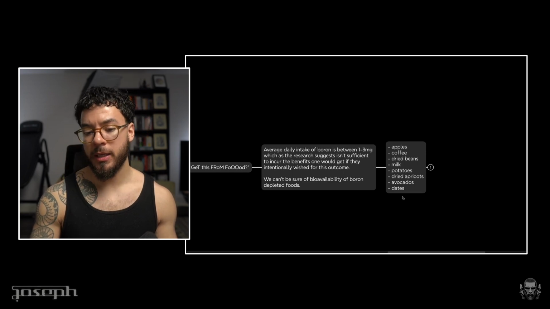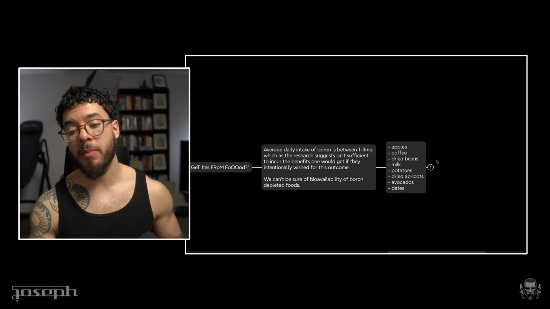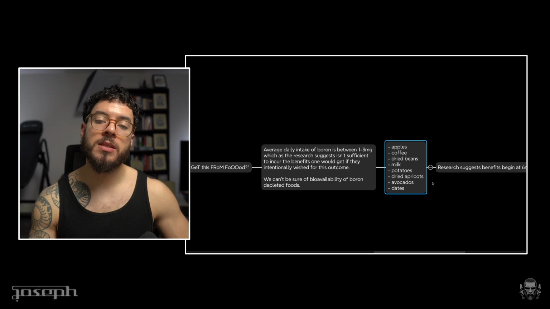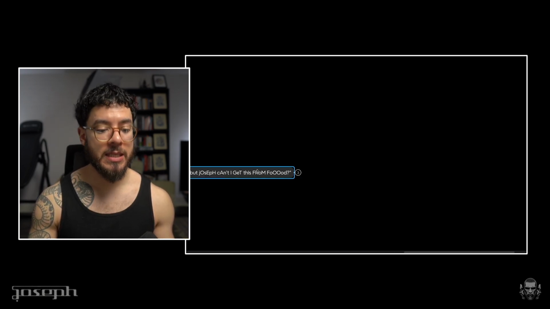If you take something like avocados, for example, they are in soil that has been supplemented with boron. And like I said, the research suggests benefits begin only at 6 milligrams of boron every single day.